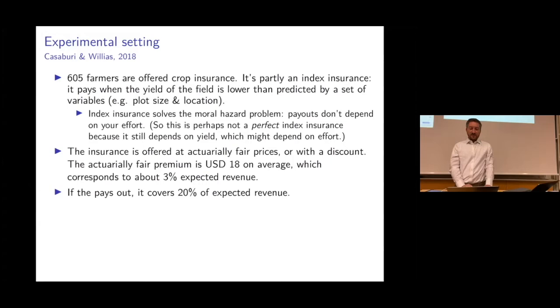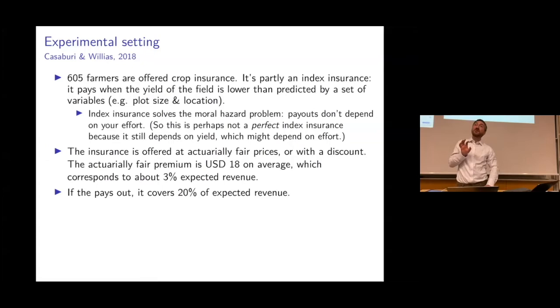So the index insurance here is offered at actuarially fair prices or with a 30% discount. And the actuarially fair premium is on average about $18. And that corresponds to about 3% of revenue. And if the insurance pays out, it covers 20% of expected revenue. So it's not full insurance, it's just partial insurance.